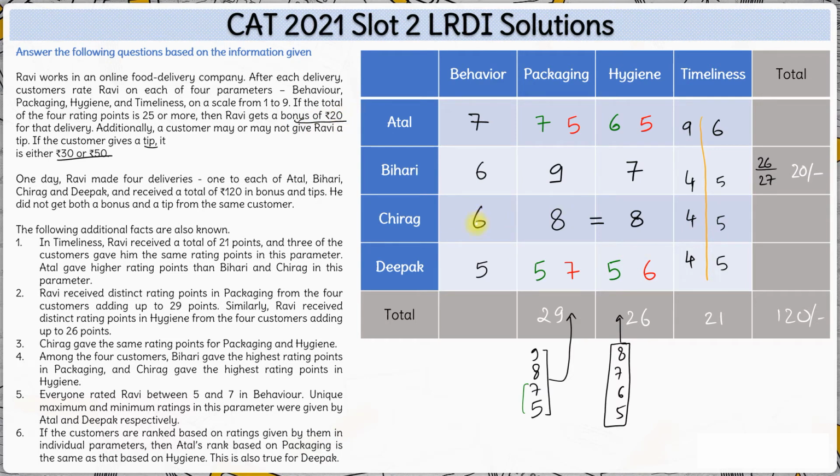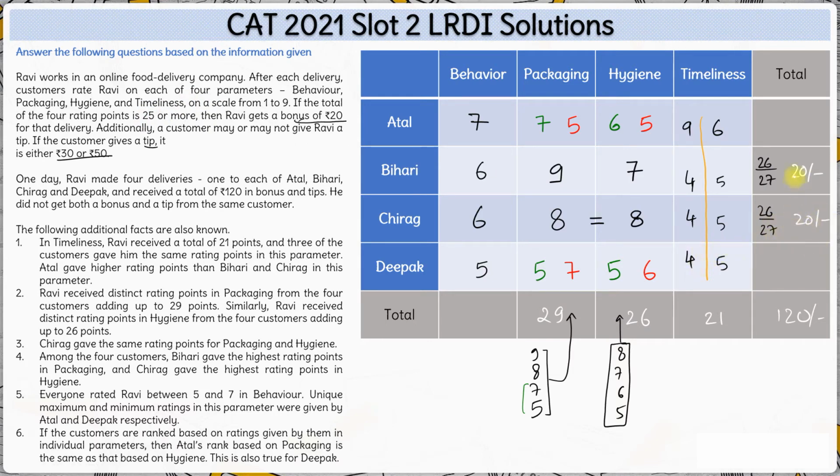Chirag's total rating so far is 6 plus 8, 14, 14 plus 8, 22, 22 plus 4, either 26 or 22 plus 5, 27. The total rating for Chirag will be either 26 or 27, which is obviously more than 25. Hence, Chirag will also give a bonus of 20 rupees to Ravi.